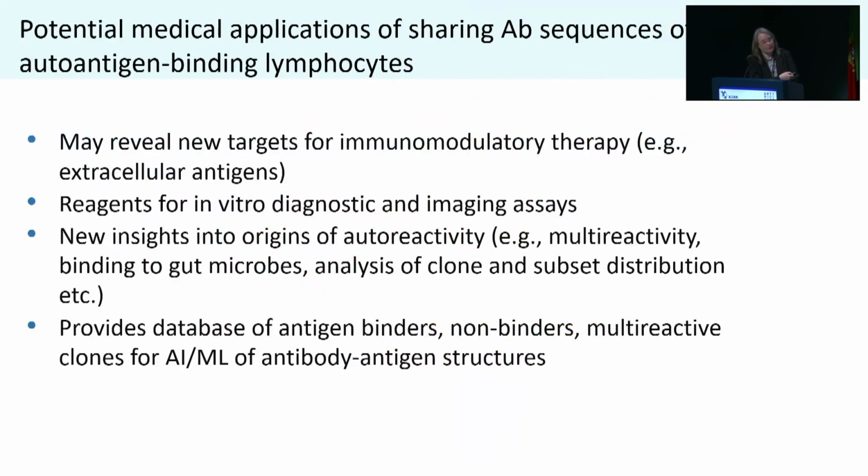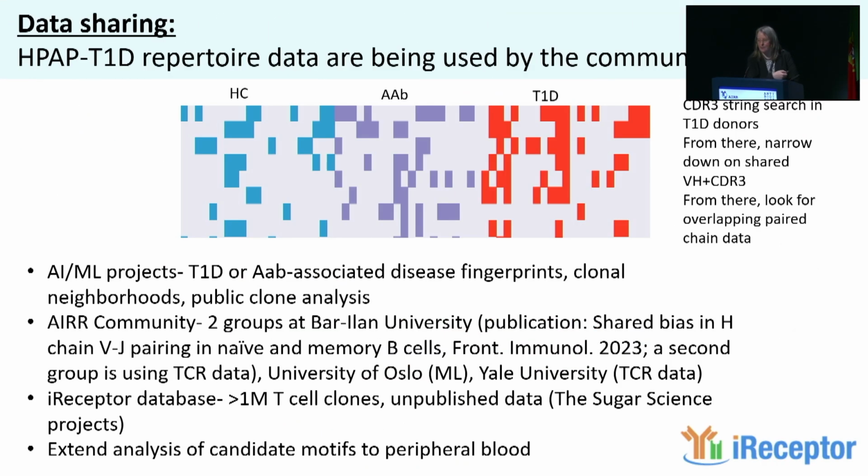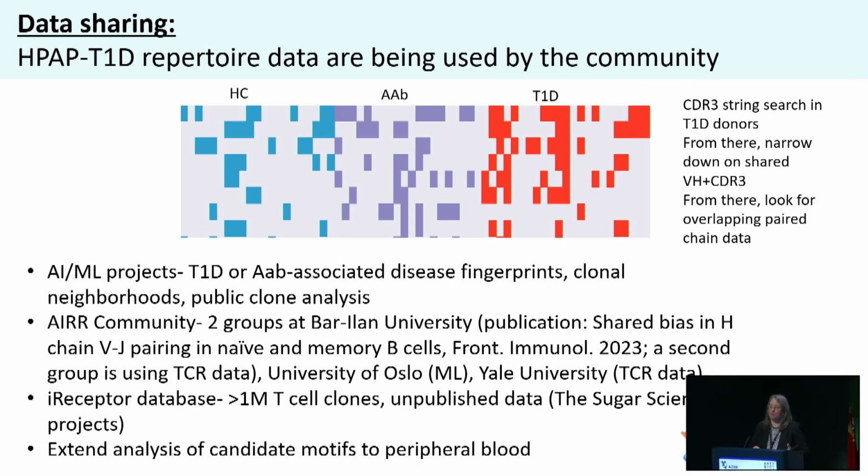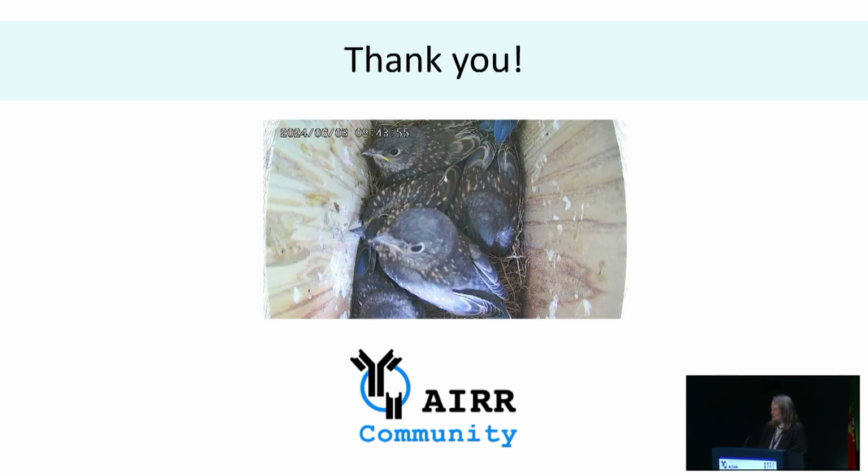And I'm going to skip this and just comment on the AIR community important thing, which is that the community is already using some of these HipApp data, but very eager to talk to any of you doing AI and machine learning to try to develop further a T1D-associated disease fingerprint. And then, of course, ultimately extend the analysis to motifs in the peripheral blood. Right, with that, thank you very much.